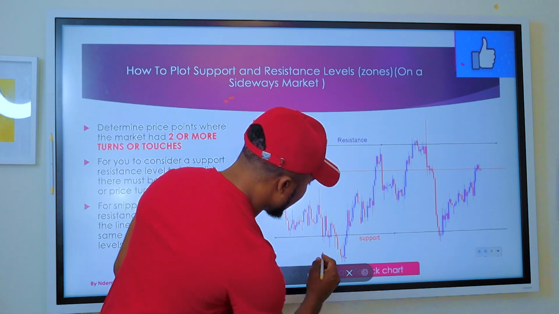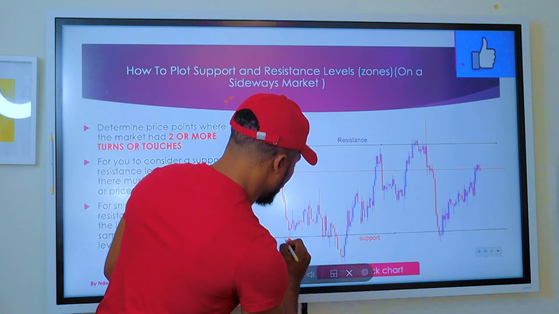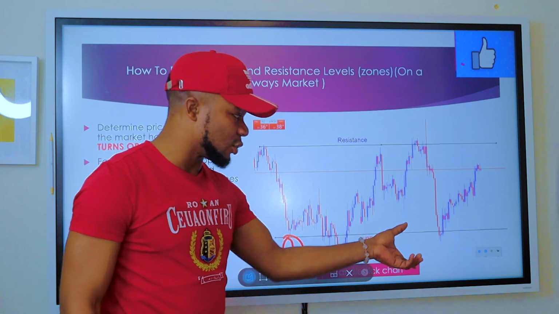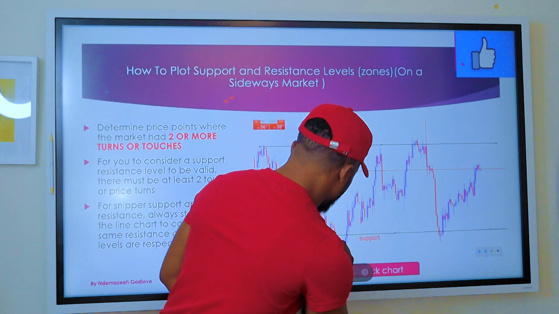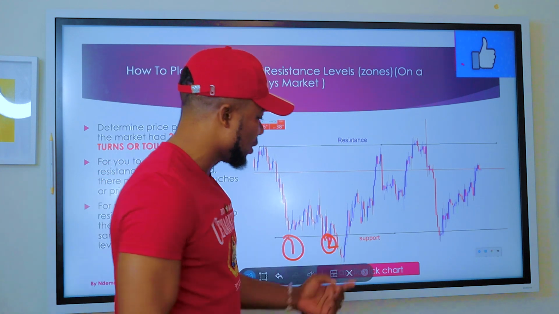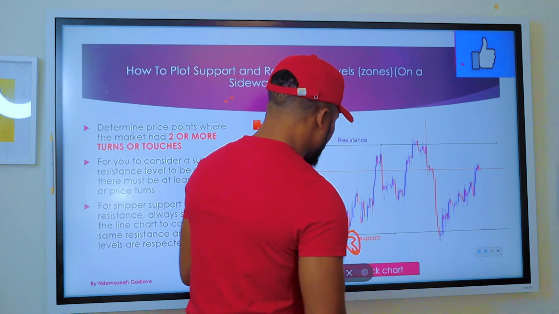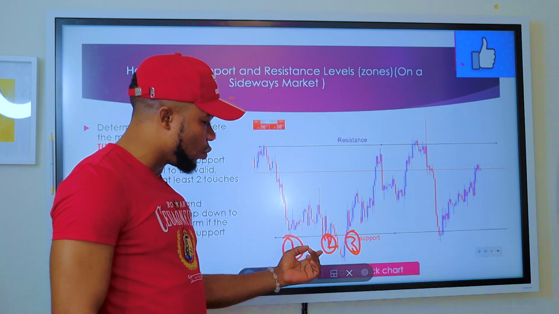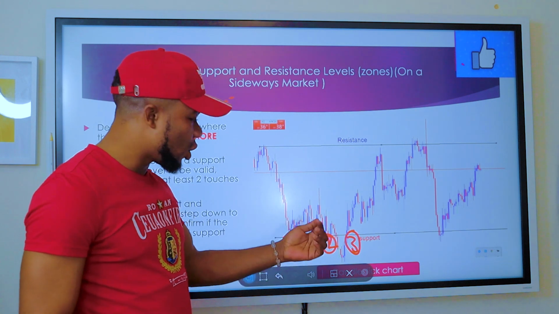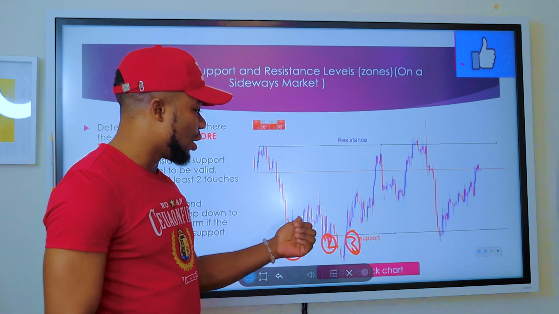For example, here, this was the first touch. We had our first touch here where the market was able to touch this particular support zone. We had another touch, number 2, here. We had number 3 here. So long as we had the first touch and the second touch, we would have known that this is a potential support level.